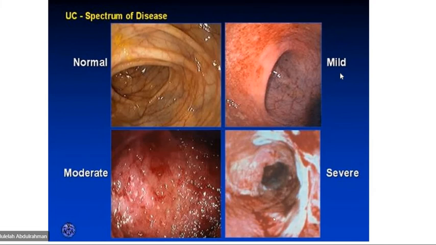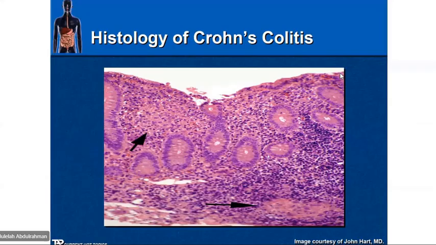So you can see the diffuse inflammation in ulcerative colitis. And these are just different severities, mild, moderate, or severe. So for pathology, remember Crohn's colitis has granulomas.